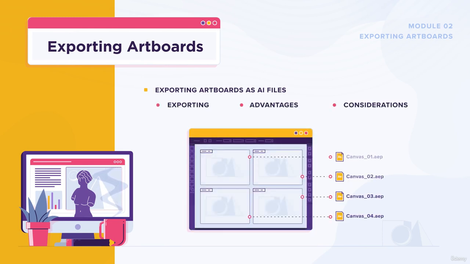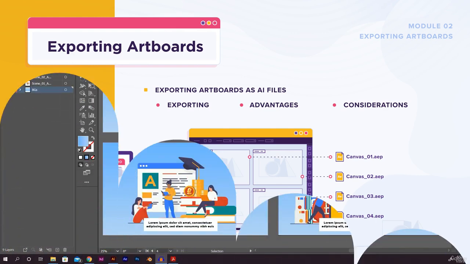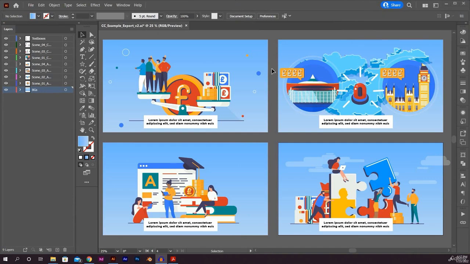Now that we've covered the export for style frames and storyboards, we'll talk about how we can export individual artboards from a single file with their layers into After Effects, as well as why it's better to work with artboards for our animation projects. For this part of the lesson, we'll work with a file that I've created and used before, as it has the artwork ready to be exported into After Effects.